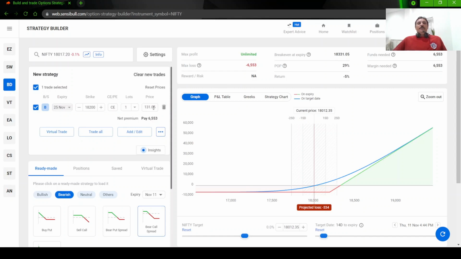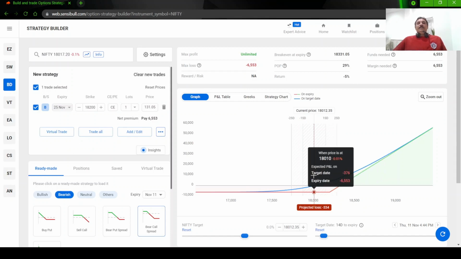So when you buy an 18,200 call, your break even is 18,331 because you have paid 131 rupees of premium. So 18,200 plus 131 will be 18,331. That is going to be your break even. The market has to go above 18,331 for you to start making profit. Till that point you will have a loss, right?